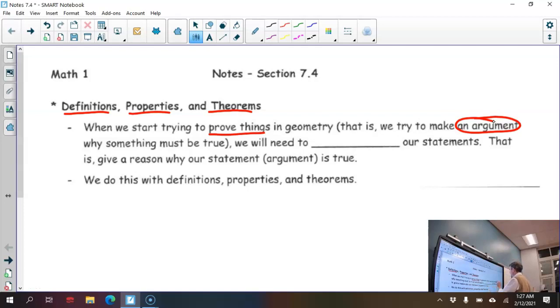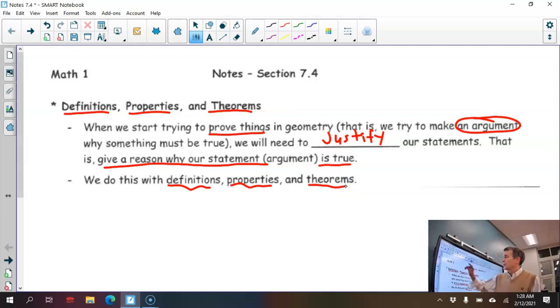We will need to justify our statements. So when you're having an argument, you just can't make a statement unless you have something to back it up with, some type of proof. We call that justify. We need to be able to justify our statements, that is, give a reason why our statement is true. And the way you do this in geometry is with definitions and properties and theorems. And we're going to look at some of those today.